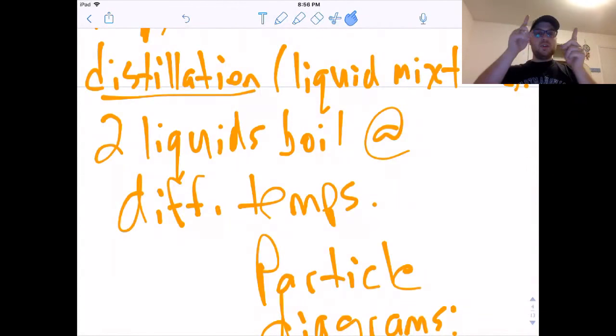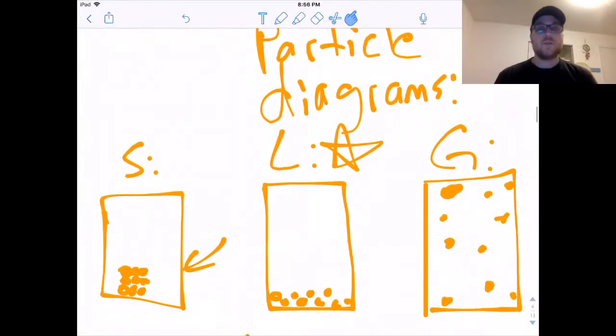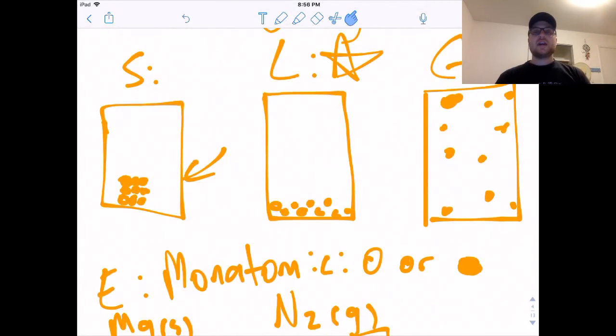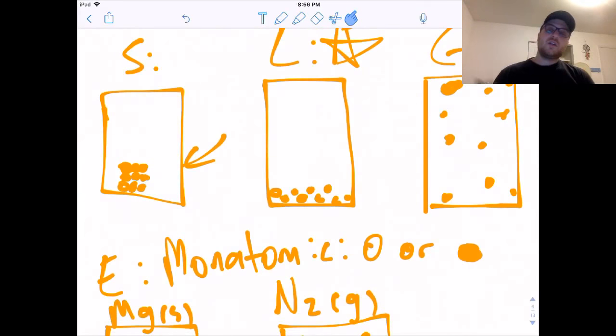You can draw compounds, which are 2 different or more atoms combined. So you can draw something like sodium chloride on the left there, or water or carbon dioxide in the middle or the right. I drew carbon dioxide as a liquid here. You can also draw mixtures. So you can have a mixture of elements.